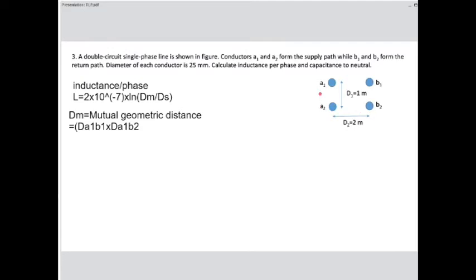Done. Now we can come to the second conductor, which is A2. So A2, A2 to what? B1 and A2 to B2. So we have all the four distances. Can you see that now? It covered all the distances that are involved in this mutual geometric distance calculation. Is everyone okay with this? If not, you must tell me. Make sure that you understand this clearly without any confusion.